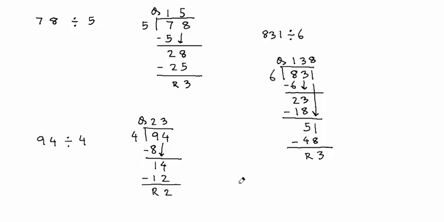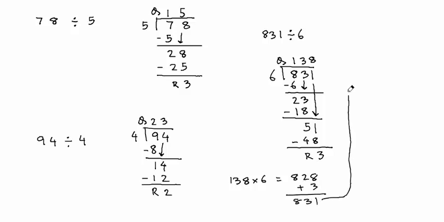A quick check to see if we got this right. Multiply the quotient 138 with the divisor 6 and you get 828. Add the remainder, you get 831, which is the same as the dividend, which means we got this right.